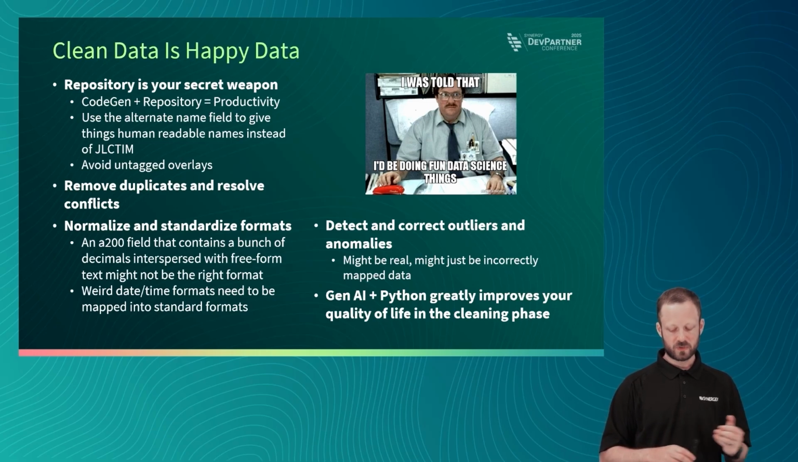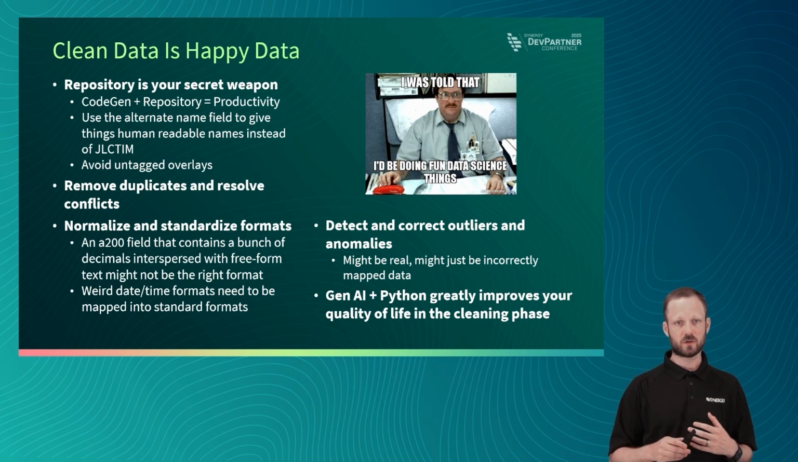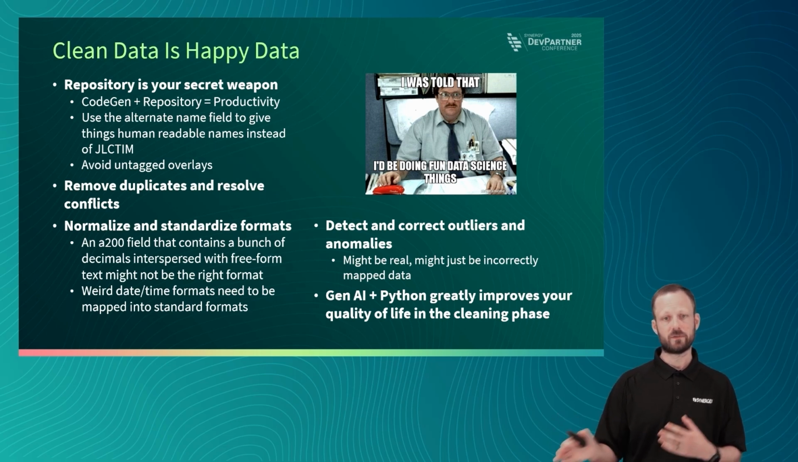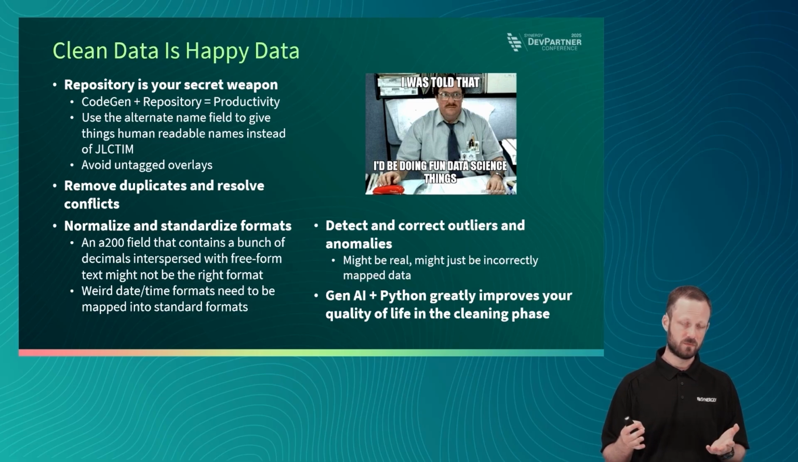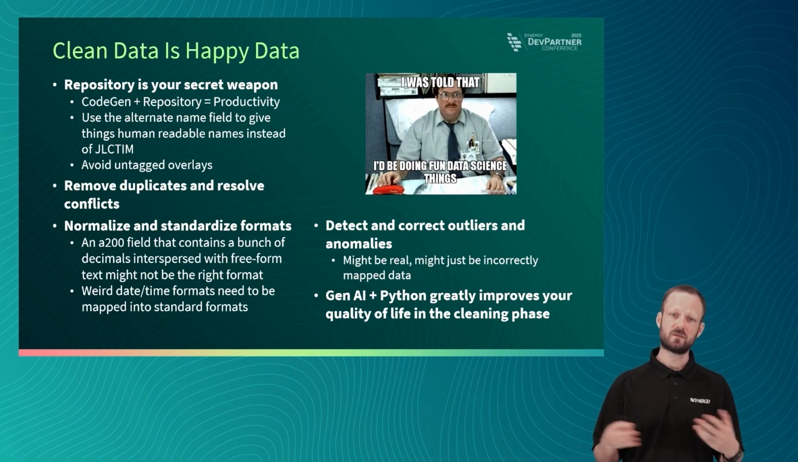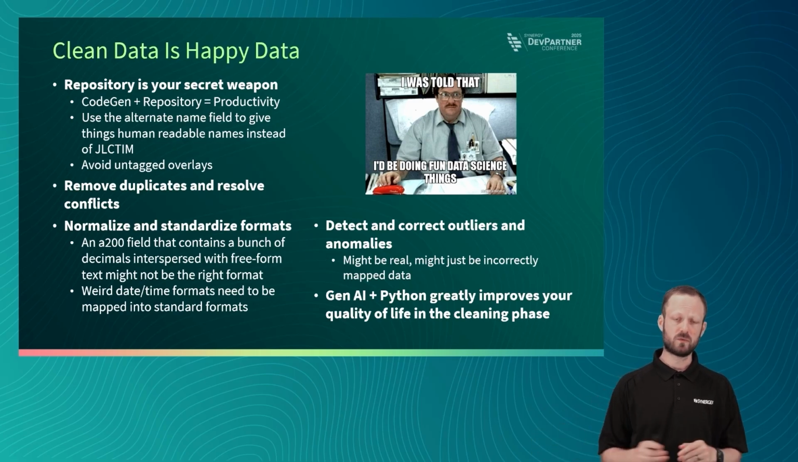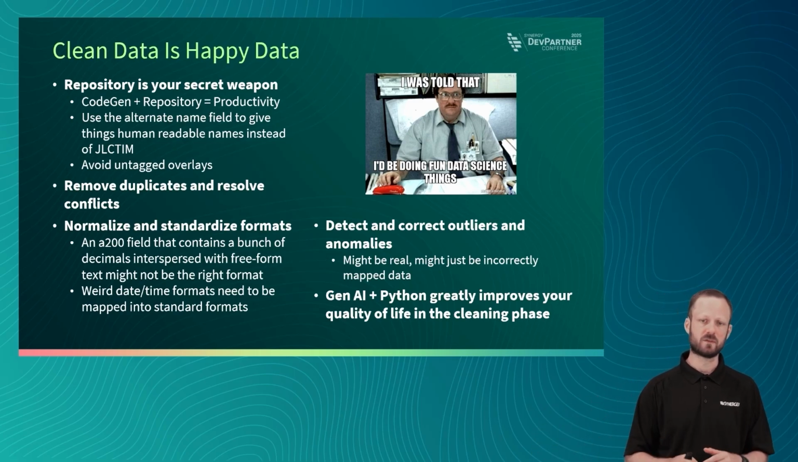When you actually go to run this, you're going to detect and you're going to have to correct outliers and anomalies. It's important to realize that there are two options whenever you run into one of these. It might be real, valid data, or it might just be incorrectly mapped data. So this could be a real problem that you just weren't aware of, or you just need to change how it's defined in the repository, and then you'll smooth it over and fix it.